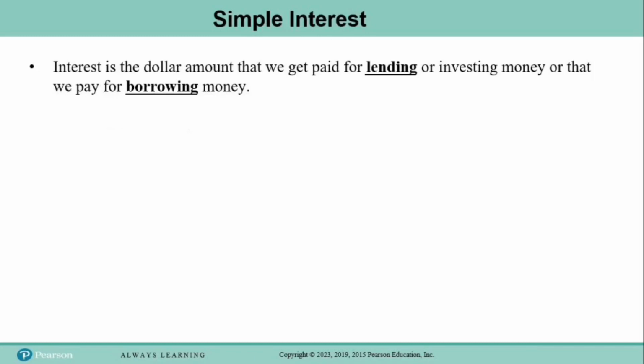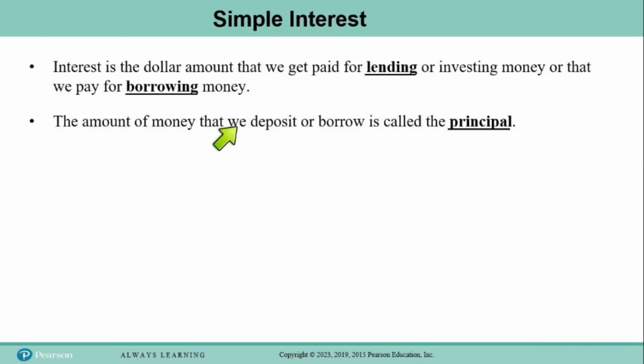Okay, I know a lot of you already know what interest is, but some people may not, so let's just talk about what interest is. Interest is the dollar amount that we get paid for lending or investing money, or that we pay for borrowing money. So basically, interest is the price of using someone else's money. And if you let the bank use your money, then they pay you interest. But if you ask the bank to use their money, in other words, if you take out a loan, then they charge you interest. That's the price of using their money.